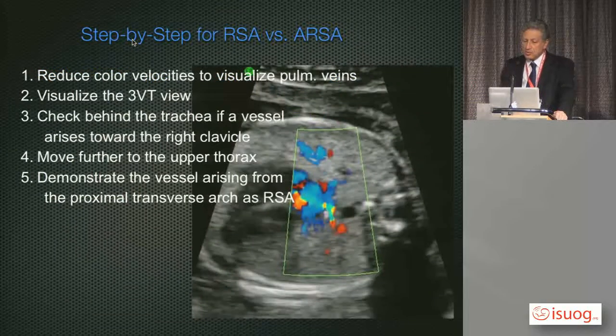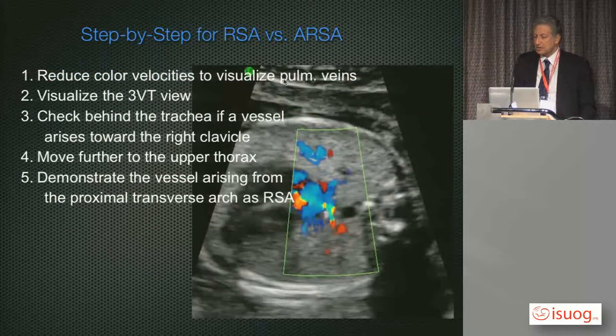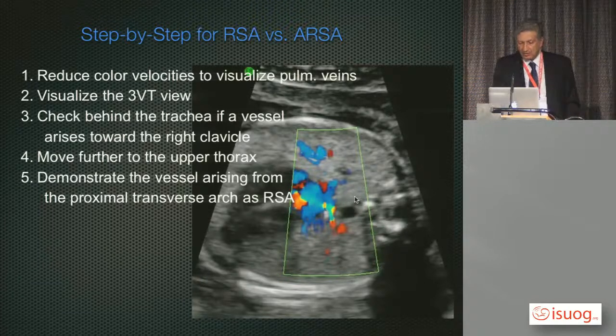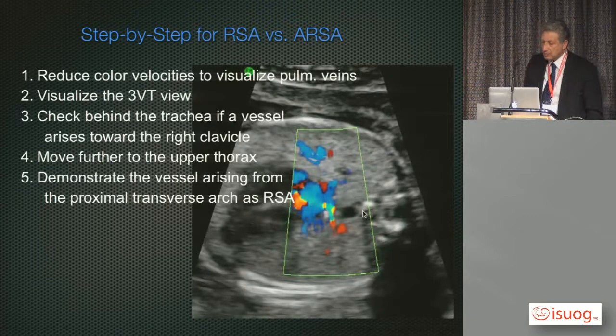Now, people ask me, how should we do it? I tell you again the message. You first reduce the color velocities until you visualize pretty well the pulmonary veins. This is the best preset you can get. Then you look at the 3-vessel trachea view, and you focus on whether you see a vessel behind the trachea. If you don't see one, sometimes you see, of course, here you have to be careful, the azygos vein, as we saw in the talk of Kai and in his live demo. And you check if there is a vessel behind.